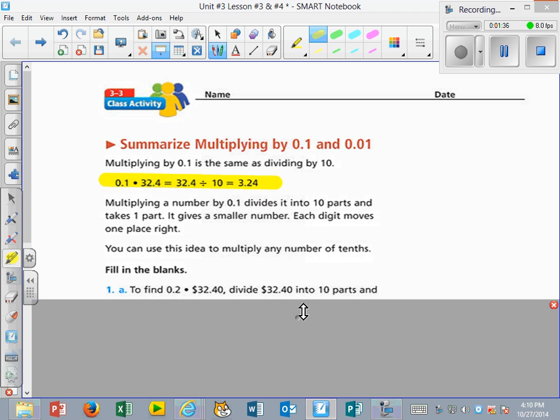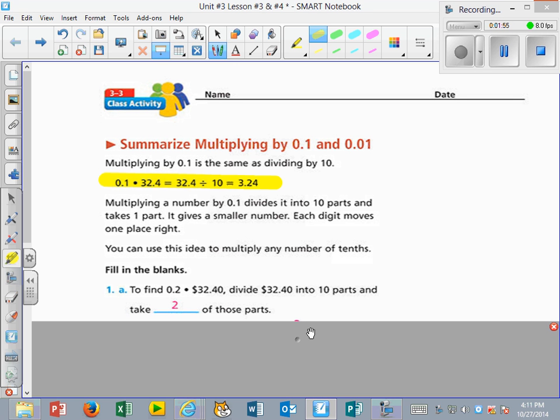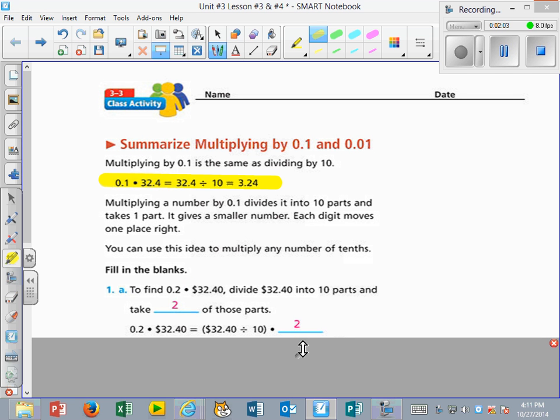It says 1a. To find 0.2 times $32.40, divide $32.40 into 10 parts. So again, you have 10 parts, and it takes 2 of those parts because you're multiplying by 2/10 now. So the final result says 0.2 times $32.40 is the same as saying $32.40 divided by 10 times 2. So copy this whole problem down, please.